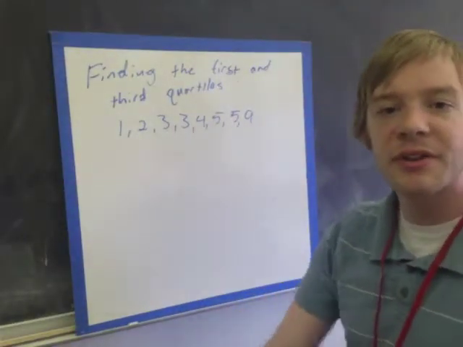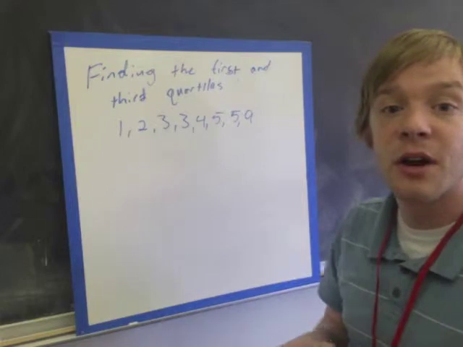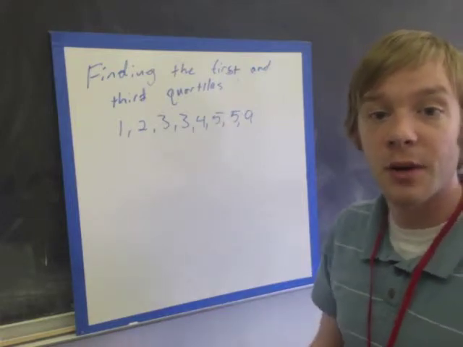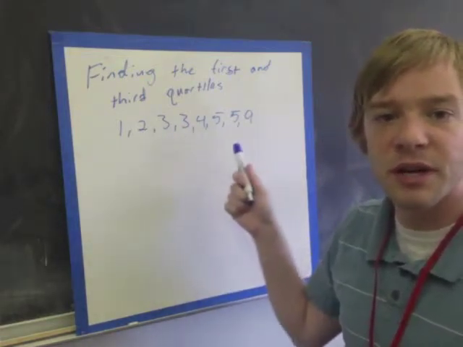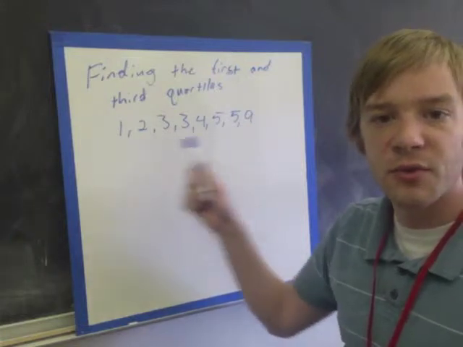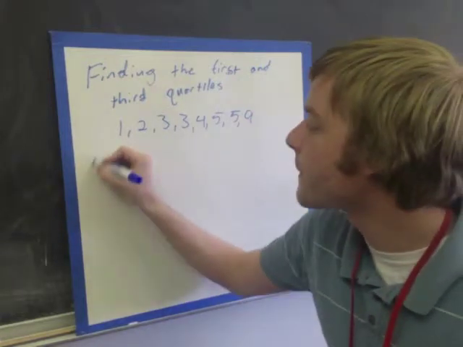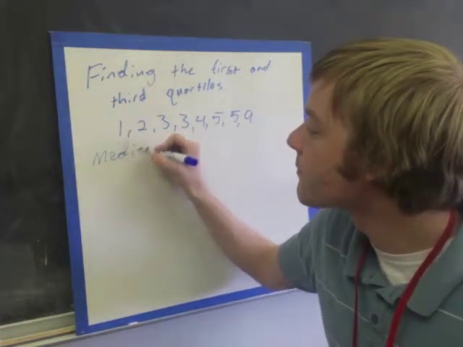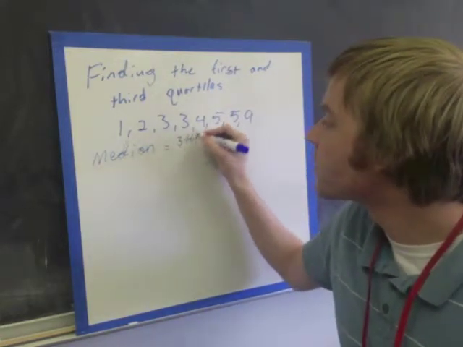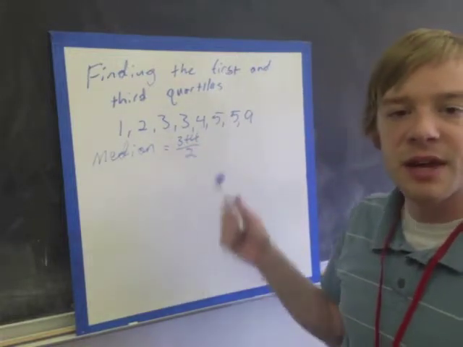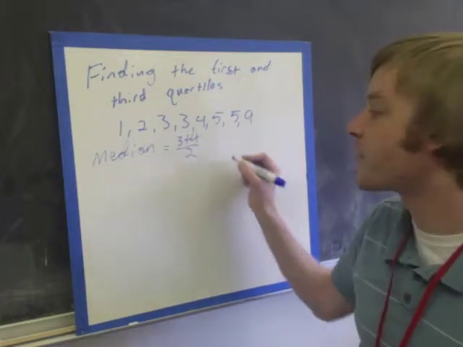Okay, so when we're calculating the first and the third quartiles, what we actually have to do is first find the median. We need to find the median of our data set because we're going to split things up with that median. So if we cross things out, we would cross out the 1 and the 9, the 2 and the 5, and then the 3 and the 5 here. So we'd be left with the 3 and the 4 in the middle here. So the median is 3 plus 4 divided by 2. Because as you remember, if we have two numbers in the center, we have to add them together and then divide by 2. So the median is going to be 3.5.